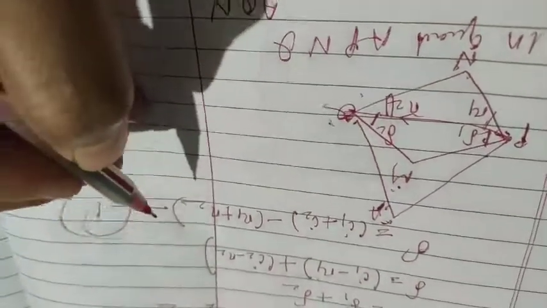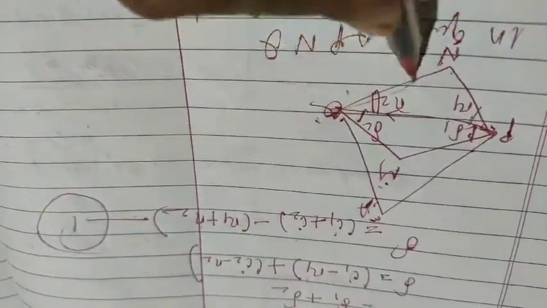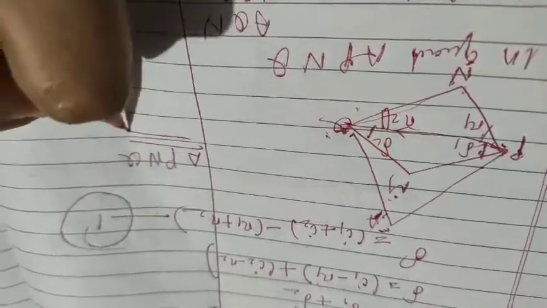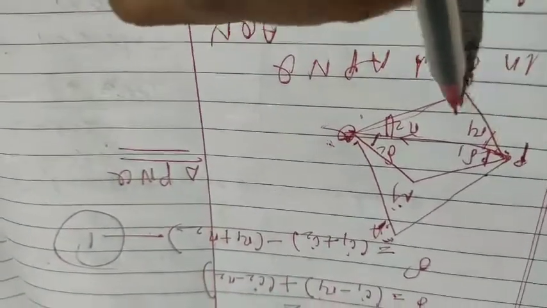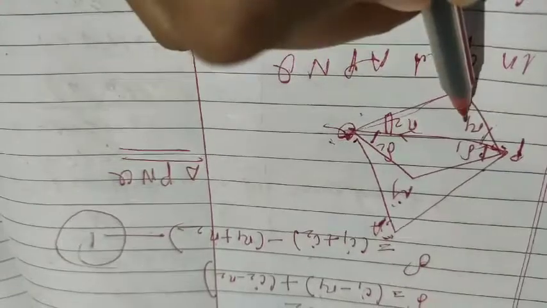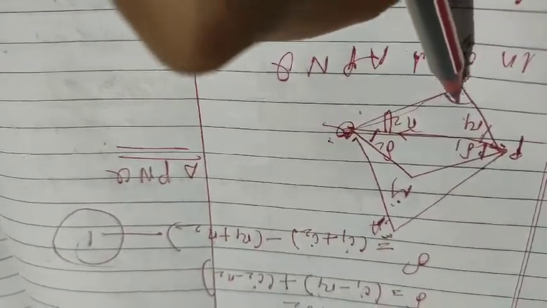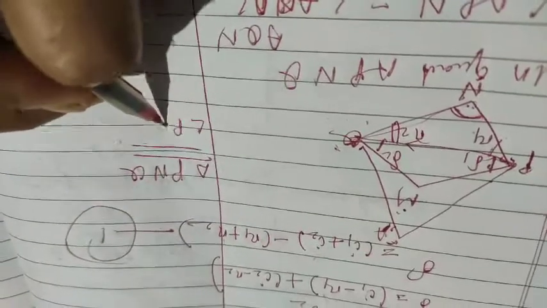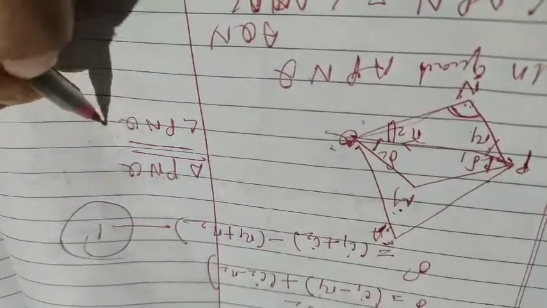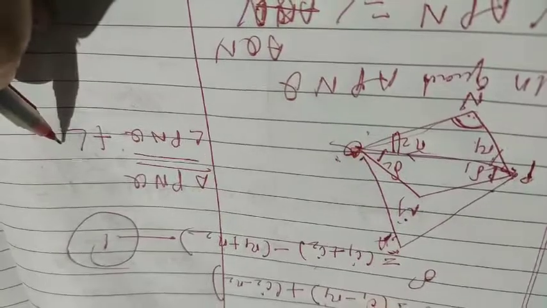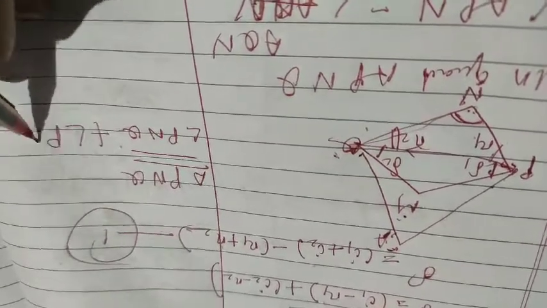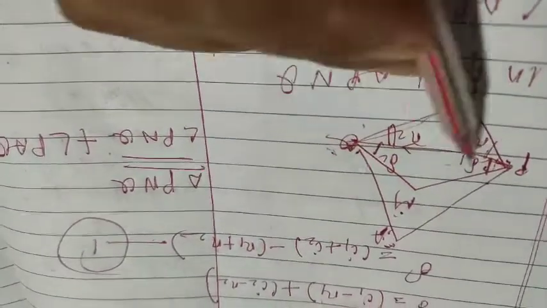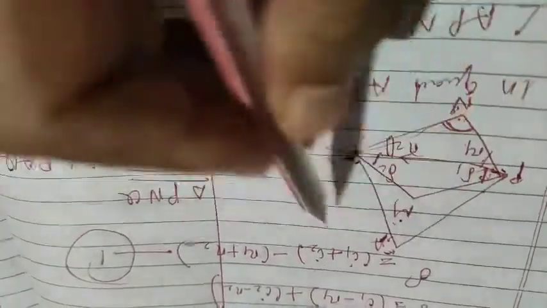That is, let us consider this triangle. Which one? Triangle PNQ. Okay? Can you see? PNQ. So here R1 we know, R2 we know, but this angle is unknown for you. So we will write angle PNQ plus angle PAQ. One is PNQ, another is PAQ. This is a quadrilateral, okay?